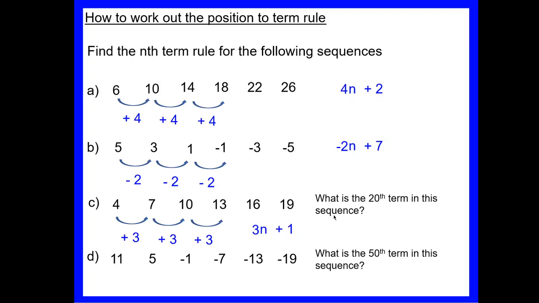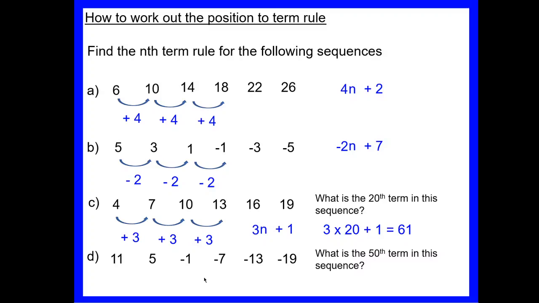Now there's another part to this question. What's the 20th term in this sequence? Well, remember n stands for the position number. So if I want to know the 20th number in the sequence, I swap n for 20. So that's 3 times n plus 1. So we would do 3 times 20 plus 1, which is 61. So we're simply substituting in the position we want in place of n, much like you did in the previous tasks.